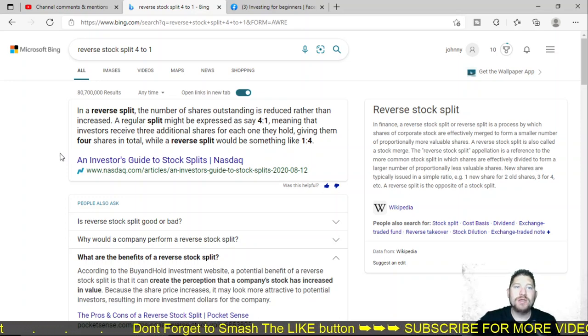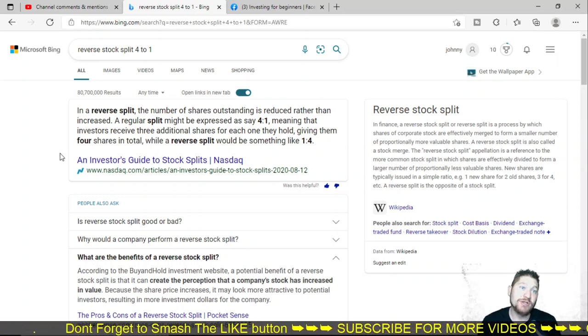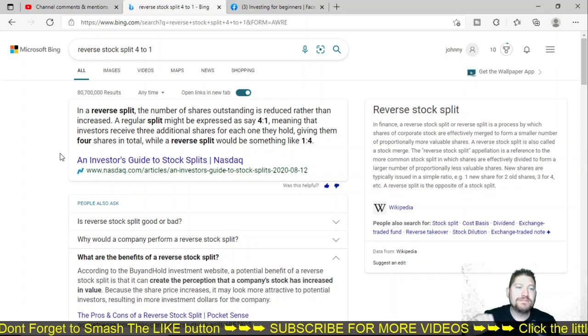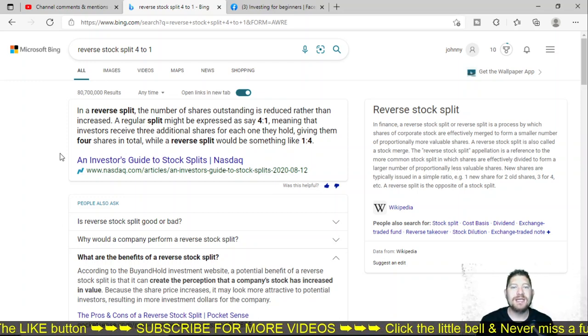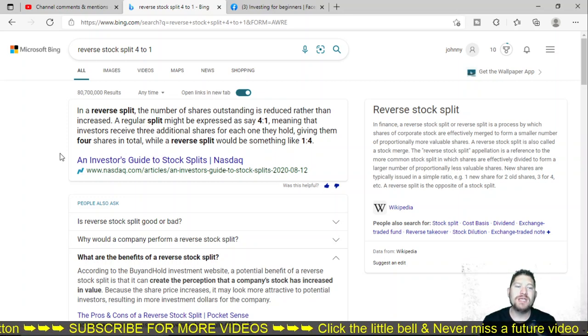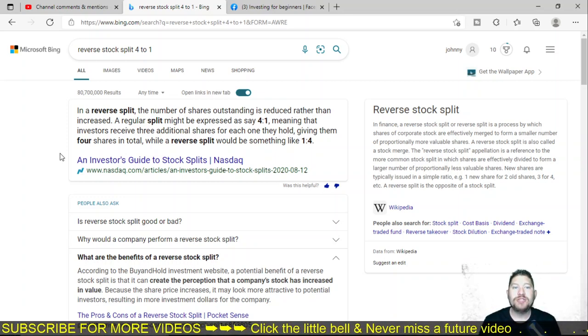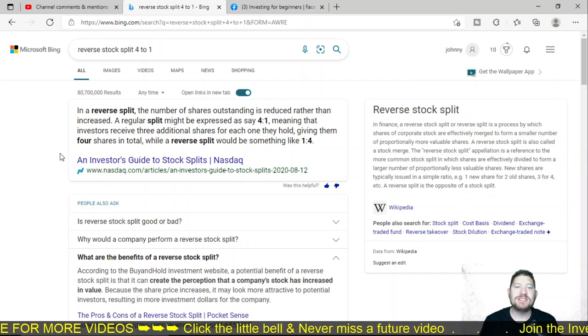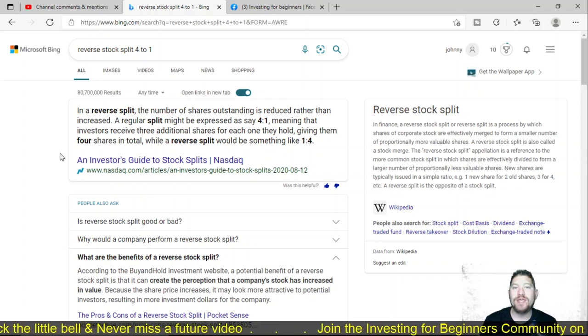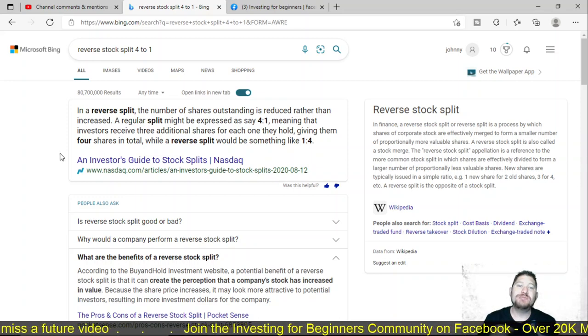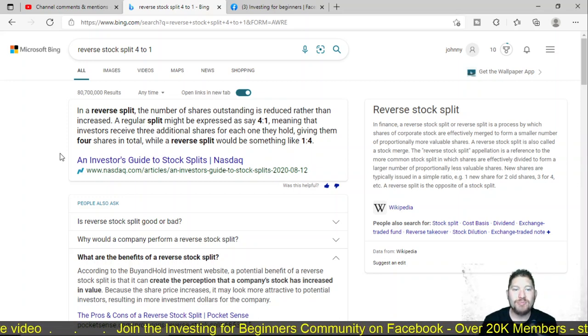So I did a quick Google search, or using Microsoft Bing, I guess. In a reverse stock split, the number of shares outstanding is reduced rather than increased. A regular split might express, say, a 4-to-1, meaning that investors receive 3 additional shares for each one they hold, giving them 4 total, while a reverse split would be the exact opposite.